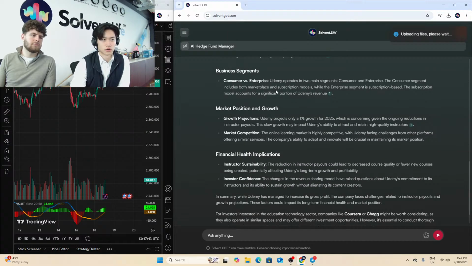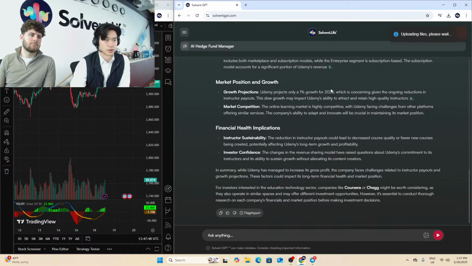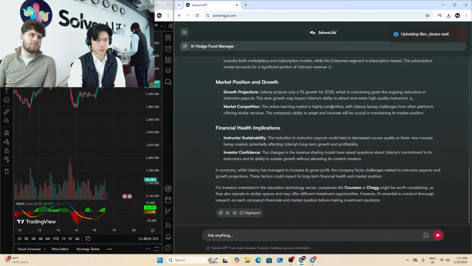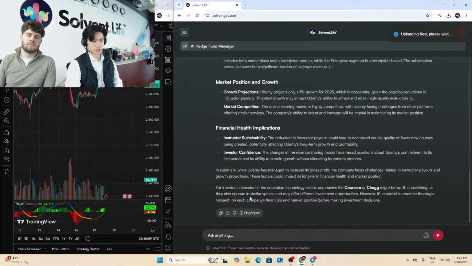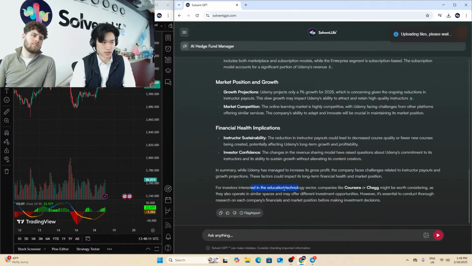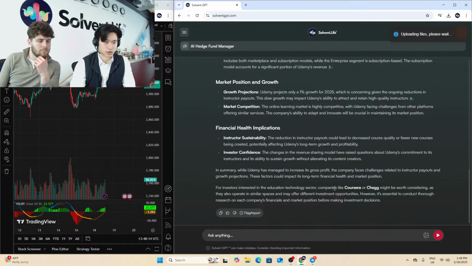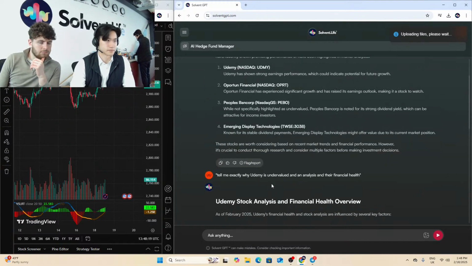So, cutting back on costs and putting it back into growth. That's a sign of healthy financials. Udemy projects only 1% growth in 2025. Market competition. Online learning market is highly competitive. Okay, so financial health implication, reduction. All right, fine. Pretty much the same thing. For investors invested in education technology sector, companies like Coursera or Chegg might be worth considering. Let's see.